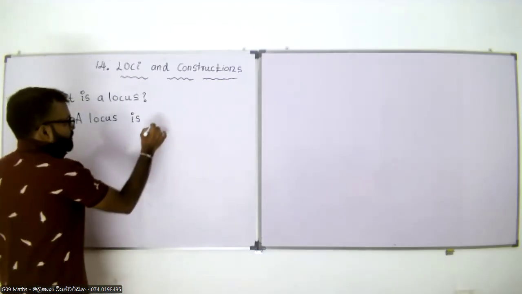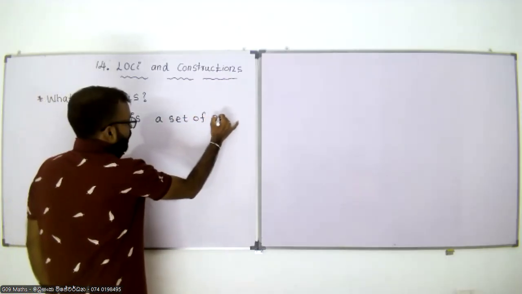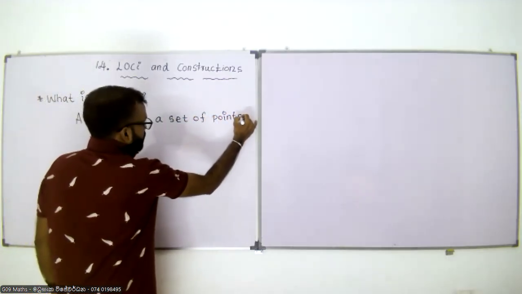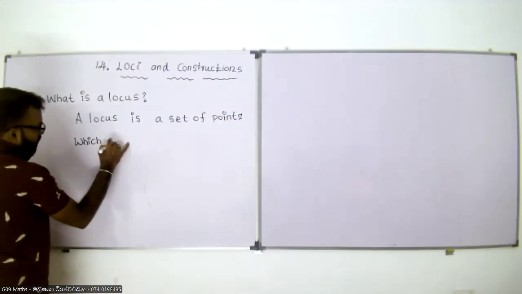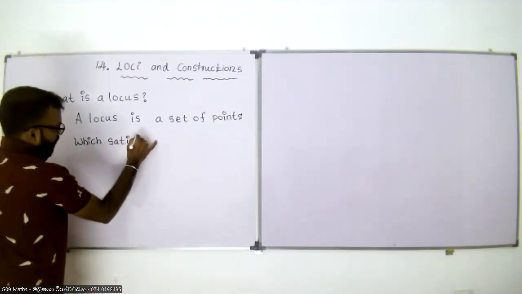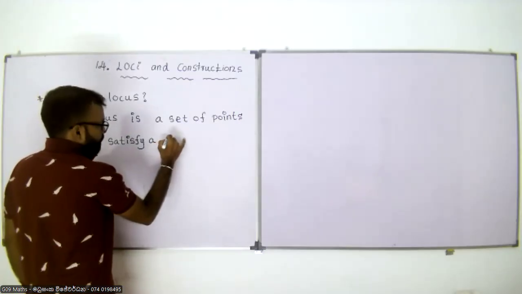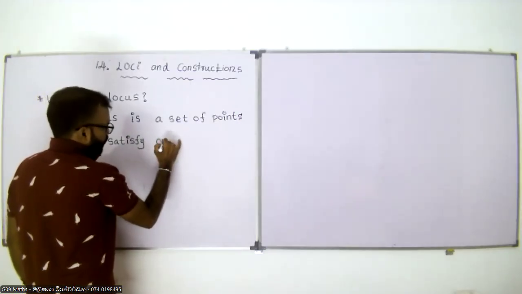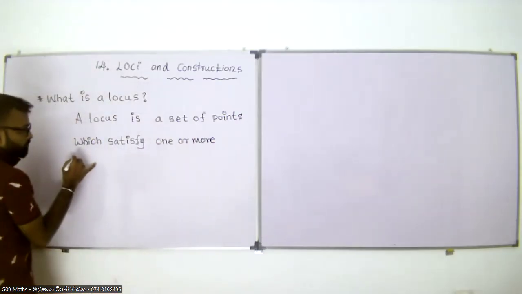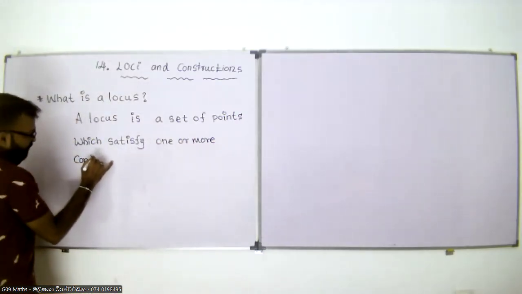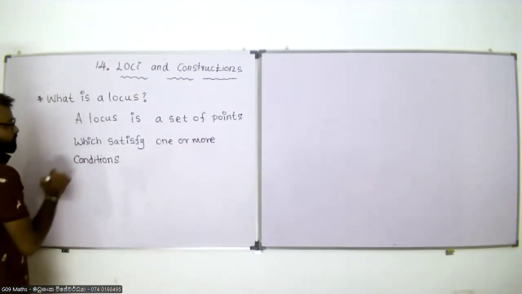A locus is a set of points which satisfy one or more conditions.